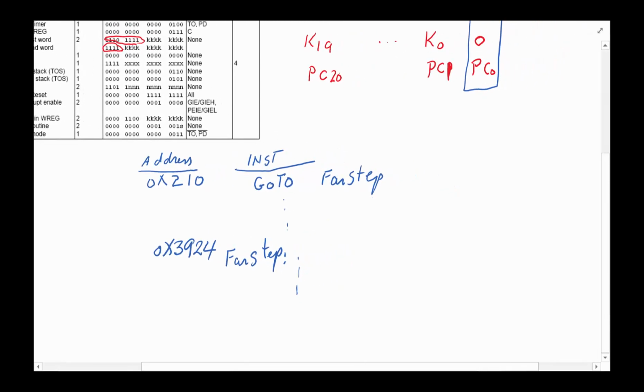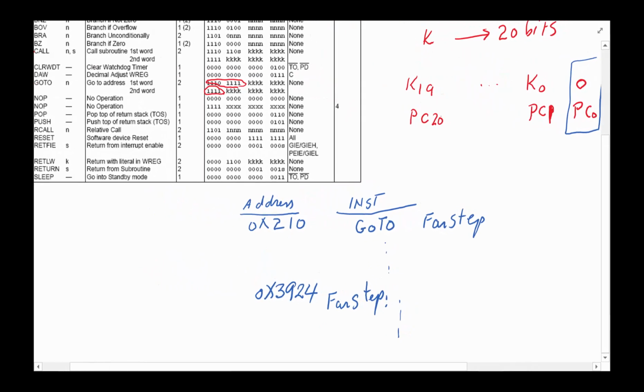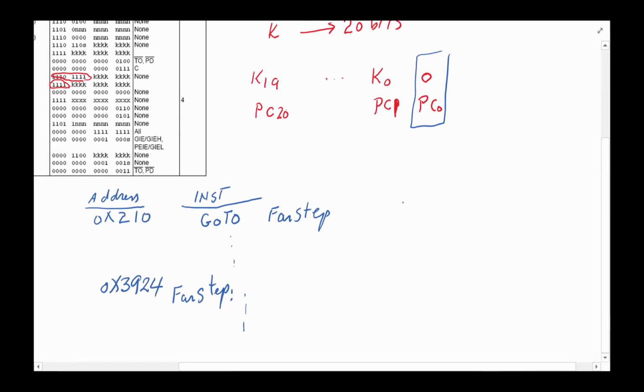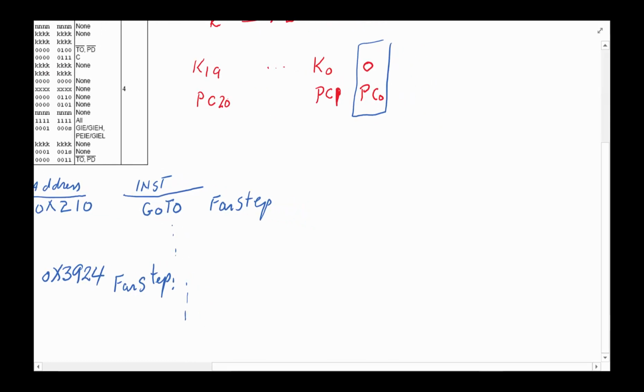So I have a go to, and this is the go to instruction up here. If I'm trying to write the machine code for this one, I know the opcode is going to be 110111, and then the opcode for the second line is going to be 11111. Now the question is, what is my K? Well, I know the next program counter has to be 3924. So I'm going to spell that out, and we'll write it first.